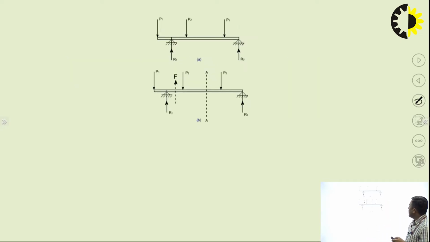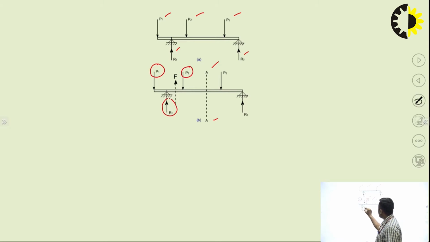Here we can consider a beam loaded by point loads P1, P2, P3. All the loads are vertical, so the reaction forces are also vertical. For finding the shear force at any particular section, let's take a section AA. What is the shear force at this section AA? It will be the algebraic sum of these three: P1, P2 and R1.